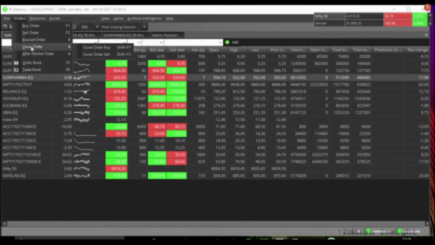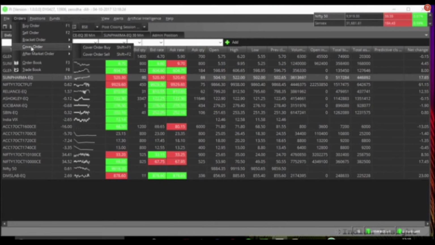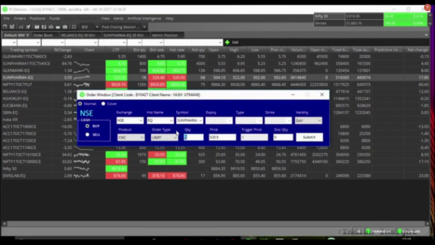I of course assume that you know what a market order is, what a limit order is, or what a stop loss order is. I'm not going to get into that basic stuff here. I'm going to just cover these various options that I have to execute my trades. So let's start with the simple buy order.